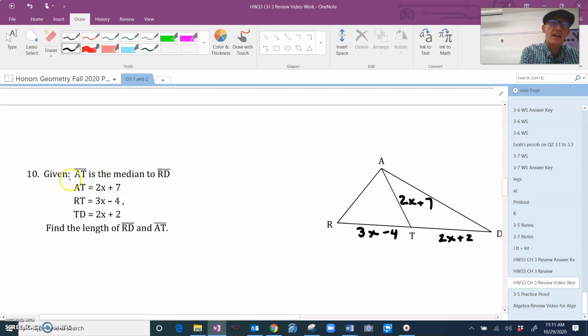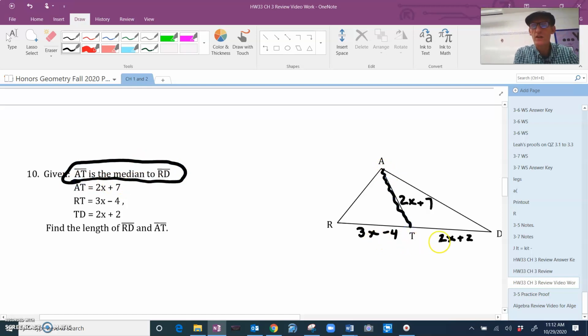We have this AT is a median, right? So here's AT, it's a median. And we look at these two segments that are congruent in this problem because medians created these two congruent segments. Medians create congruent segments, and so this median creates two congruent segments here and here. So 3x minus 4 is equal to 2x plus 2. We're going to solve for x and substitute to find the answer. Subtract the 2x and I get x, add the 4 and I get 6. So x is 6 in this problem.